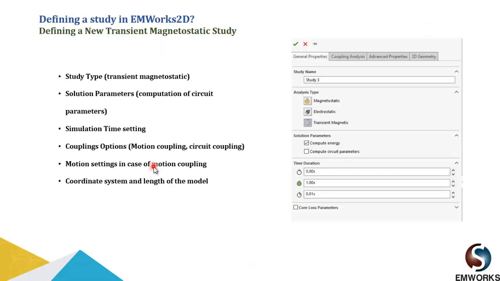To define a new study in EMWorks2D, firstly you need to type the study name. Secondly, you need to choose an analysis type, so in our case, we have the transient magnetic. Thirdly, check the solution parameters, then the time duration. You can also simulate, on preference, the core loss. Then you need to define the coupling options, which are the motion coupling or the circuit coupling, and motion settings in the case of motion coupling. Finally, select the coordinate system and also type the model length.